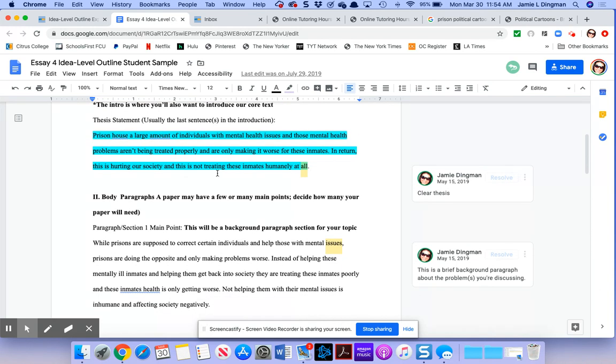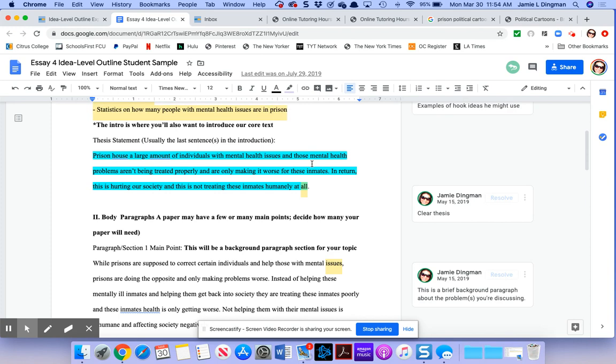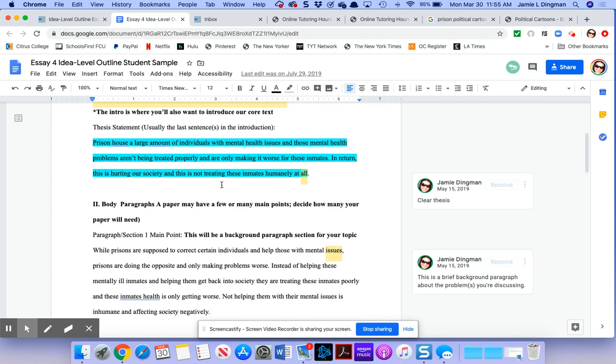Then you want to take a look at your thesis statement. And still, this is a working thesis, but you want to look at what you did for your research proposal and start adding more details or more points to your thesis. But it doesn't have to be your final thesis. So let's take a look at this person's thesis. Prison houses, is what it should say, prison houses a large amount of individuals with mental health issues, and those mental health problems aren't being treated properly and are only making it worse for these inmates. In return, this is hurting our society, and this is not treating these inmates humanely at all.